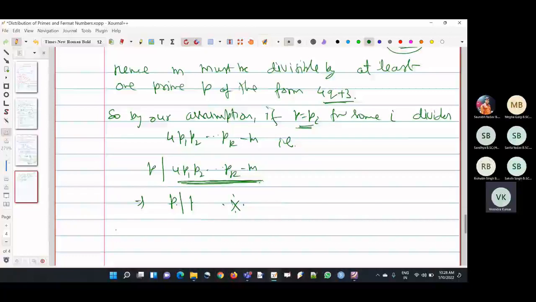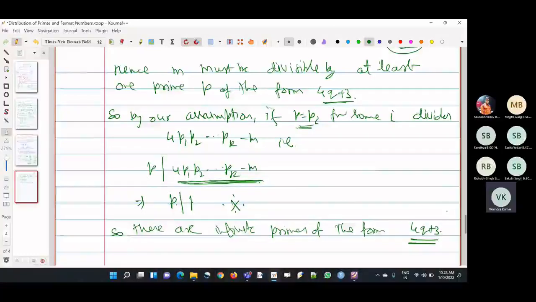So there are infinitely many primes of the form 4q+3. So this completes the proof.